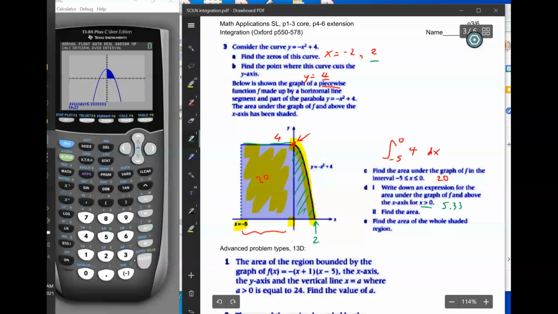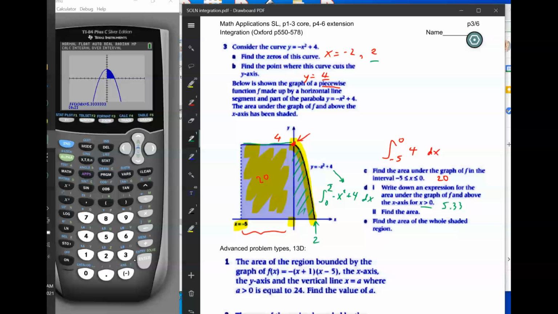And then it says we found the area, right? Oh, we didn't write down the expression. So write down an expression for the area under the graph. It would be the integral from 0 to 2 of negative x squared plus 4, which is this function here, dx. So that would be the answer for part 1, and part 2 would be 5.33.